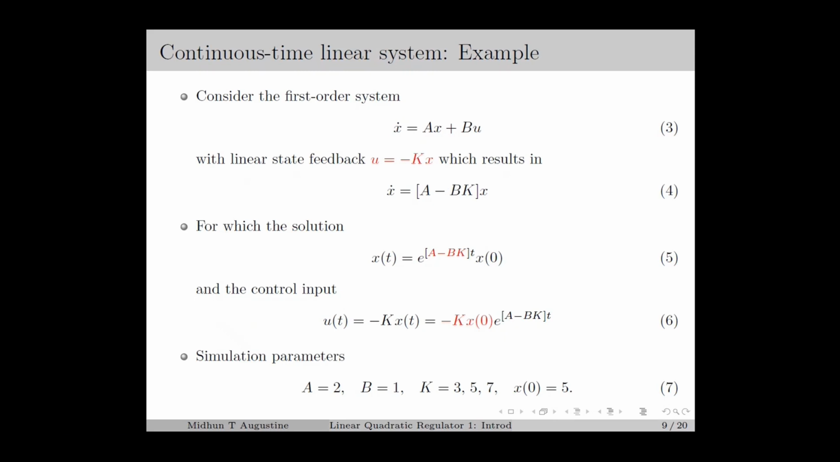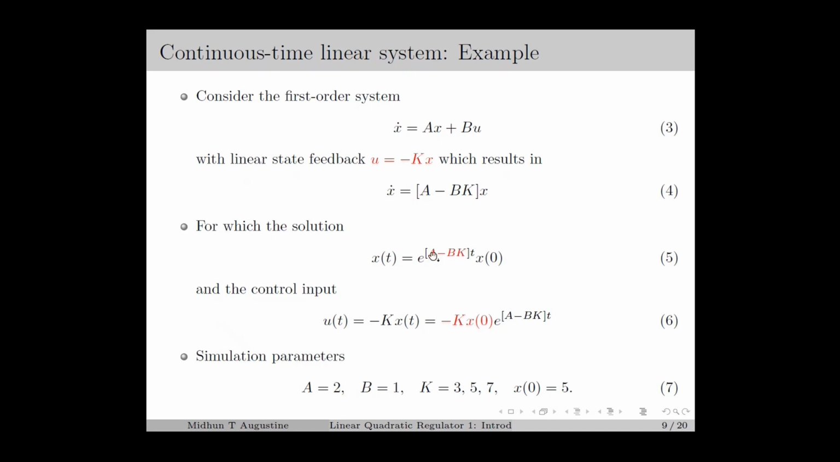This is a first order linear differential equation, and from basic differential calculus, we have the solution x of t equal to e raised to (a minus bk) t into x of 0, where x of 0 is the initial condition or initial state. Here, a minus bk is a scalar, and the convergence rate of this exponential function depends on the value of a minus bk.